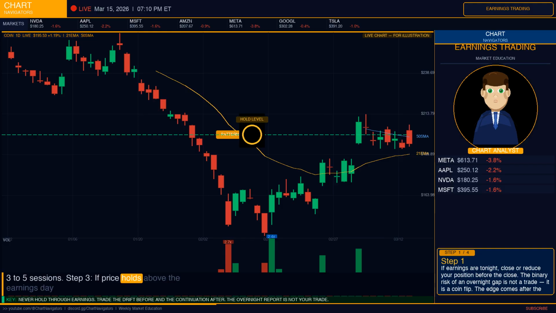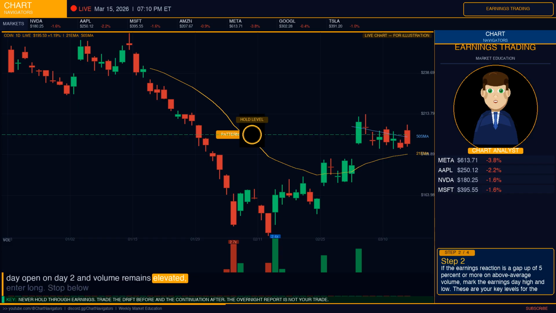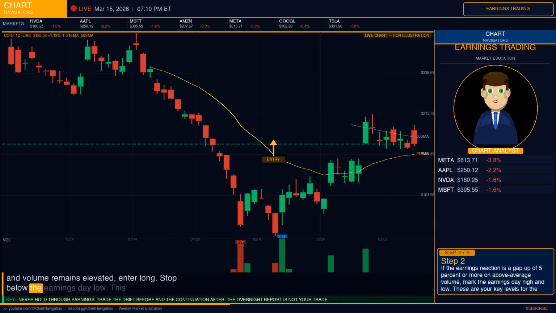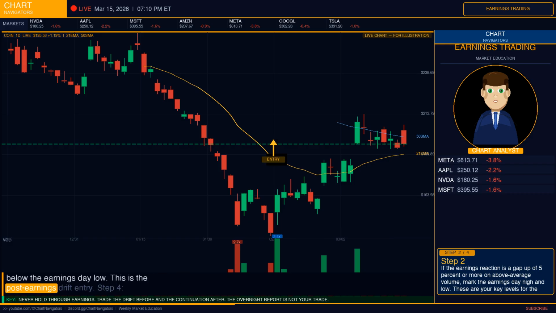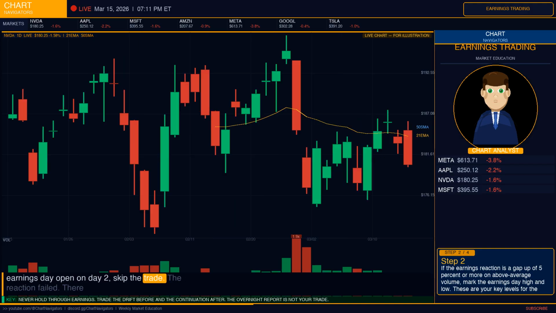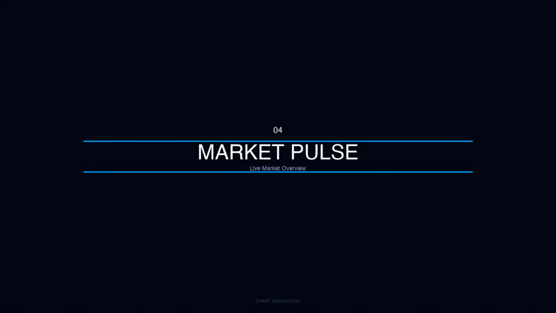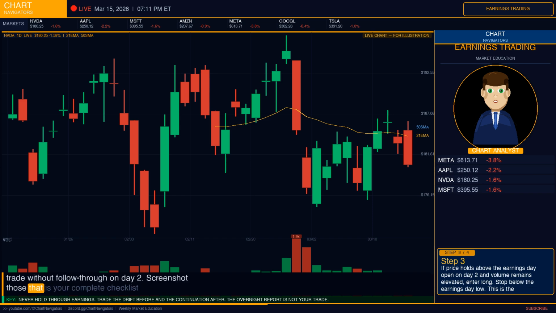Step 3. If price holds above the earnings day open on day 2 and volume remains elevated, enter long. Stop below the earnings day low. This is the post-earnings drift entry. Step 4. If the stock gaps up but then closes back below the earnings day open on day 2, skip the trade. The reaction failed. There is no drift trade without follow-through on day 2. Screenshot those, that is your complete checklist before every trade.